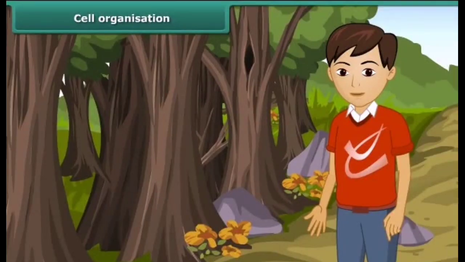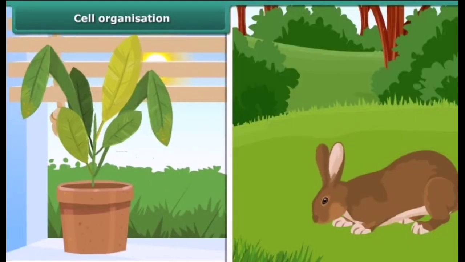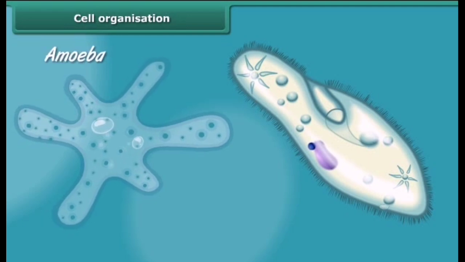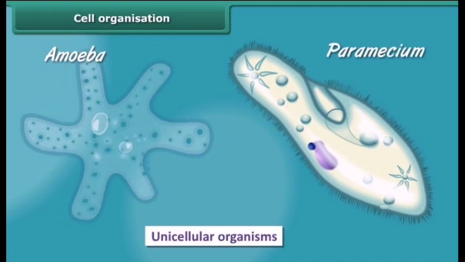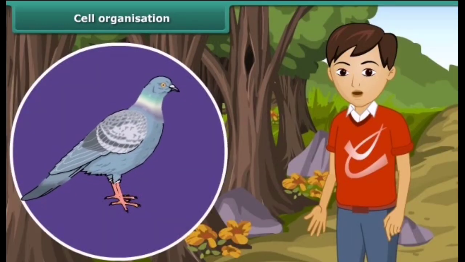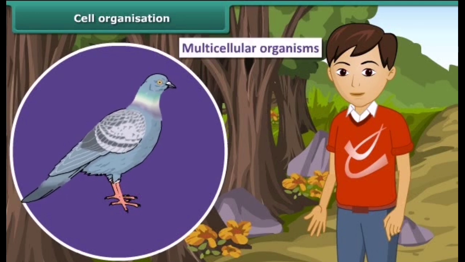Now we will study important characteristics of living organisms that differentiate them from non-living things. All living organisms, plants or animals, are comprised of cells. They may be unicellular or multicellular, depending on the number of cells in their body. Small-size organisms, like amoeba and paramecium, are made up of one cell. They are called unicellular organisms. Human beings, pigeons, and mango trees are made up of many cells, so they are called multicellular organisms.